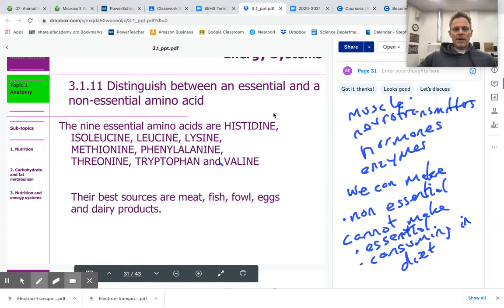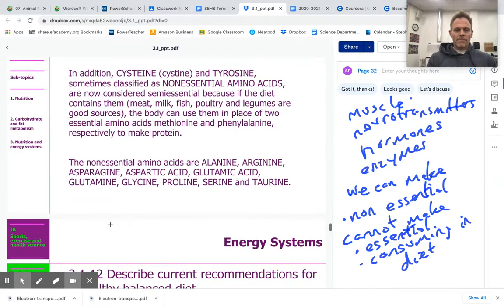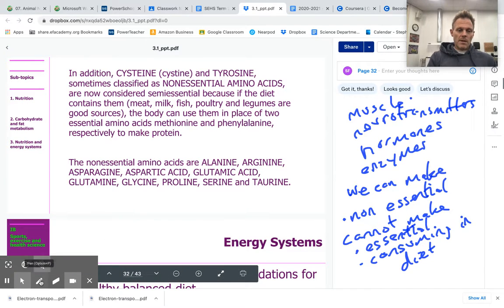But here are some essential amino acids. These are ones that you would have to include in your diet. And of course, we know that you can get protein amino acids from eating different types of fish, eggs for sure, also dairy products like milk and butter. So in order to get these, you would have to consume them. And the list of non-essential ones, the ones we're able to make, which is kind of pretty cool, are these down here.